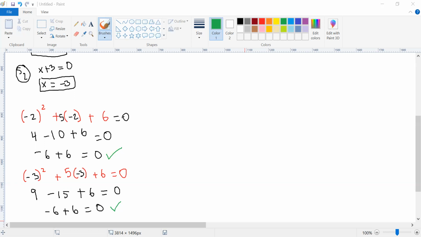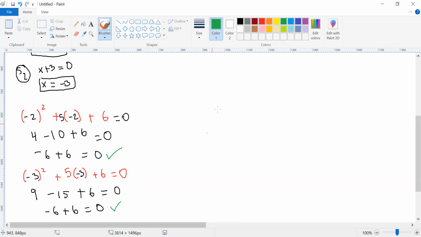And as we covered in the last video, the x-intercepts of your quadratic will always be the solutions to your quadratic. So the solutions are -3 and -2. So that's how we know we're correct and we solved it correctly.